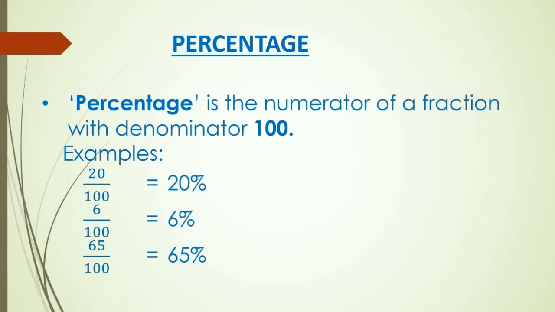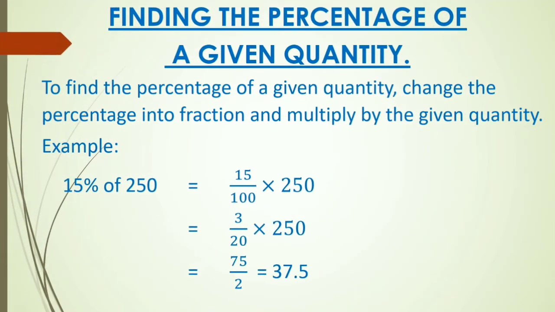Now, in this class, we will study how to find out a particular percentage of a given quantity. For example, we have to find out 25% of 300. So for that, what is the calculation to be done? That's what we are going to study in this video: finding the percentage of a given quantity. For that, we have a procedure. To find the percentage of a given quantity, change the percentage into a fraction and multiply by the given quantity.